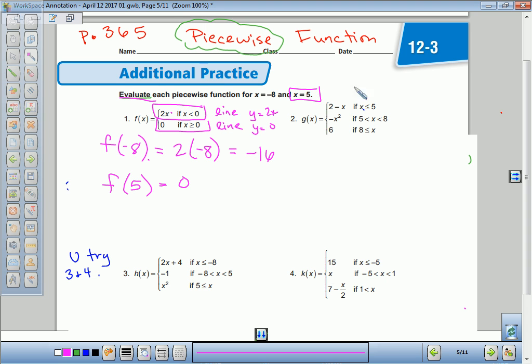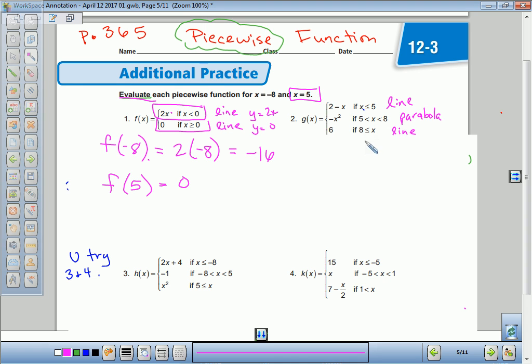Okay. Now, number 2. When we look at this piecewise function, the top function is a line, and once we restrict it, it's a ray. The middle piece is a parabola, so it's going to be parts of a parabola once we restrict it. And the last piece of this piecewise function is also a line. It's a horizontal line, y equals 6, but it's only for values of x greater than 8.